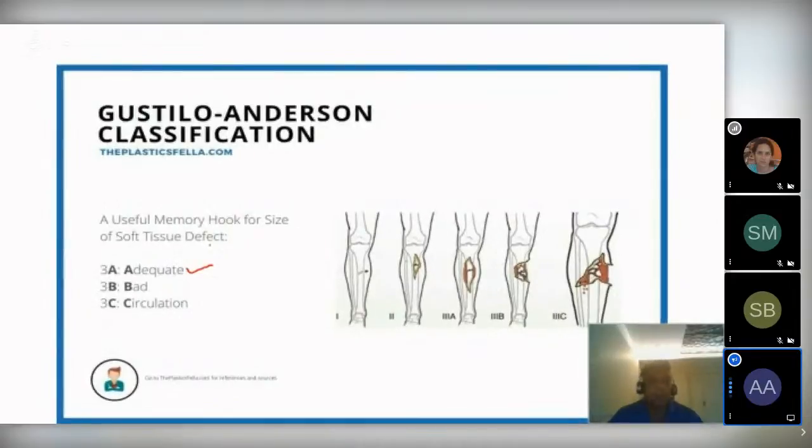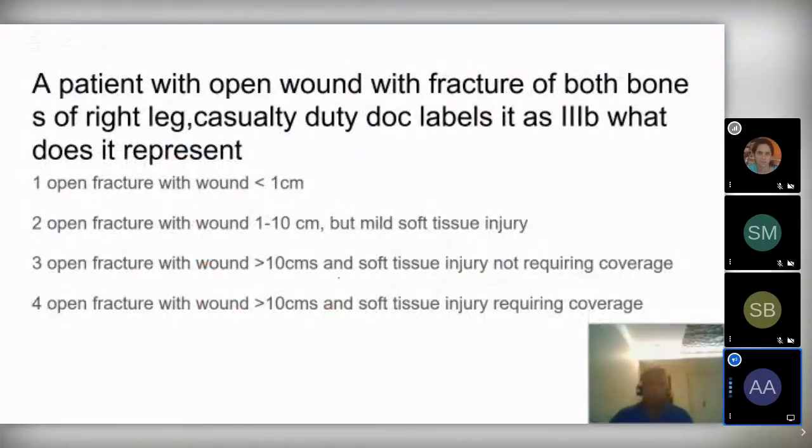adequate soft tissue coverage is there for the fracture. B is, you have to do a surgical coverage, meaning bad. A, B, C: A is adequate, B is bad, C is circulation or arterial injury. Okay, right. So with that, we'll come to this question now. A patient with an open wound.